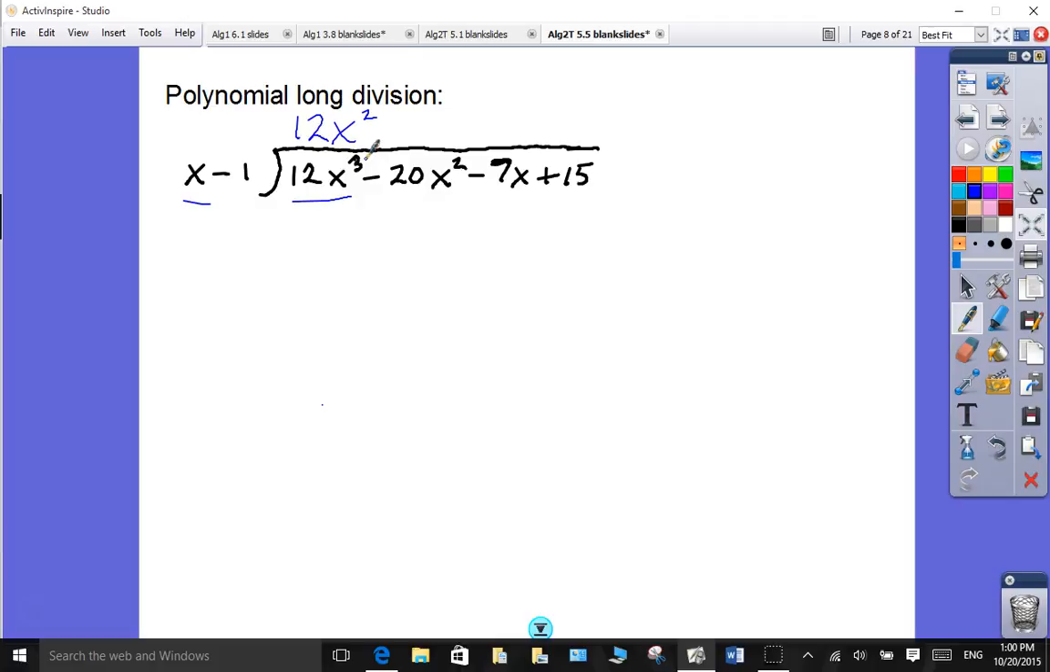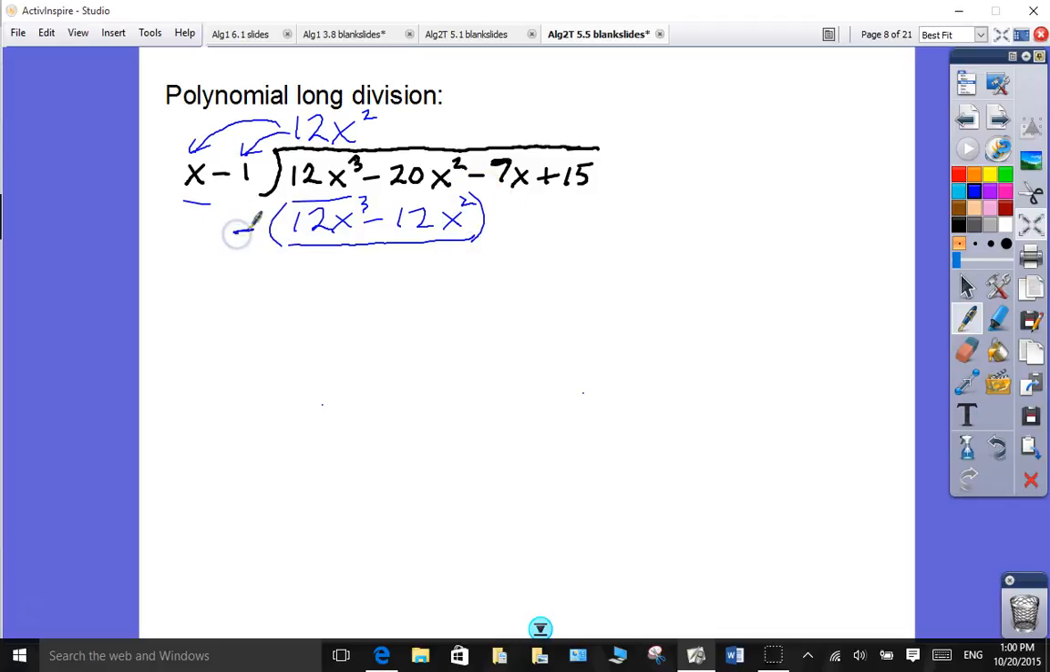Now, once I've picked that out, 12x squared, I need to multiply, just like we did with long division. I need to multiply times the x, and times the minus 1. Distribute. The 12x squared times x will be 12x to the third. The 12x squared times negative 1 is minus 12x squared. Now, if you were doing long division, what would you usually do at this point? Subtract, right? So we're going to do the same thing. We're going to draw ourselves a bar, and then I'm going to subtract.